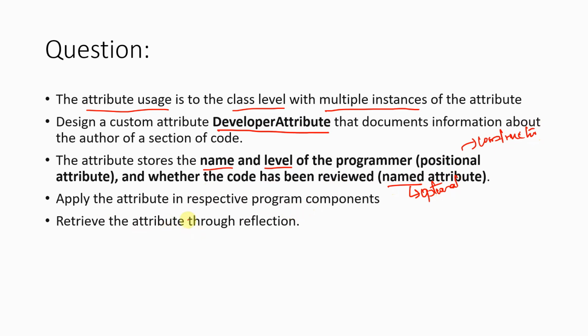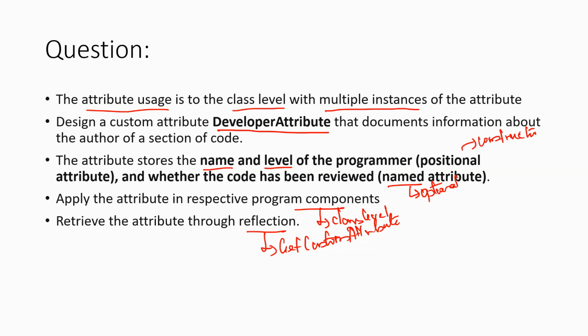The next step is to apply the attribute in the respective program component. Here the program component I have to use is the class level. And the last step, you have to retrieve the attribute through the reflection concept. For that you have to use the method called GetCustomAttributes. Okay, so now we will see the demo.